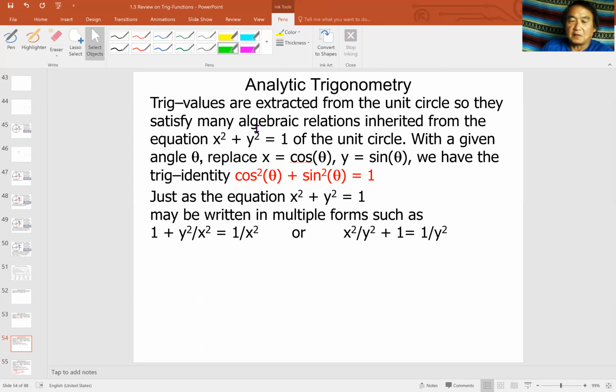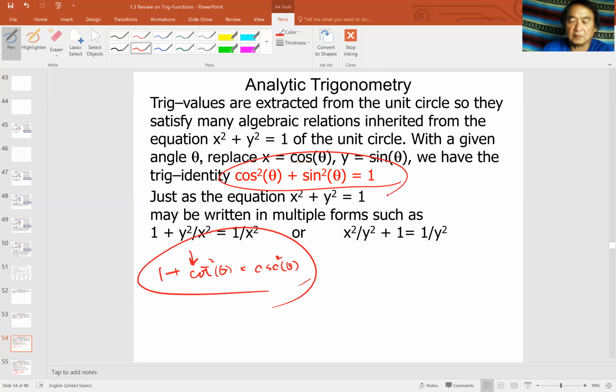So from over here, we will have another formula: 1 plus cotangent square of theta is cosecant square. So here's another formula, and after we apply it, it gets a new name. There are a lot of formulas because of the relationship between x and y.